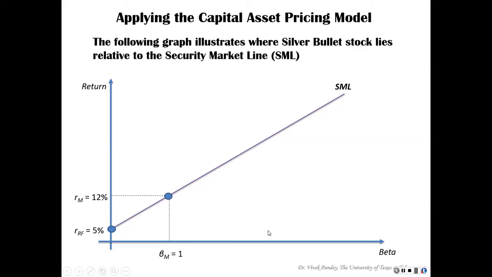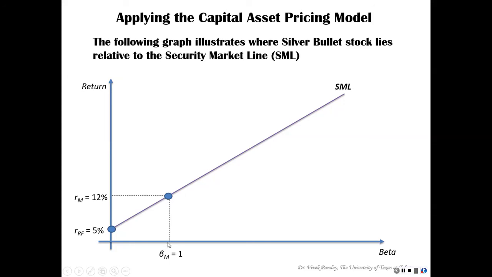Well, first of all, this is the security market line, which is the result of capital asset pricing model. And according to CAPM model, all stocks should lie on this line, depending on what the beta is. The risk-free asset has 0 beta. It's a 0 risk asset, right? So it has 0 beta, and it provides 5% return. So that's 1 point on the line. The market portfolio has a beta of 1, and it had a 12% return.